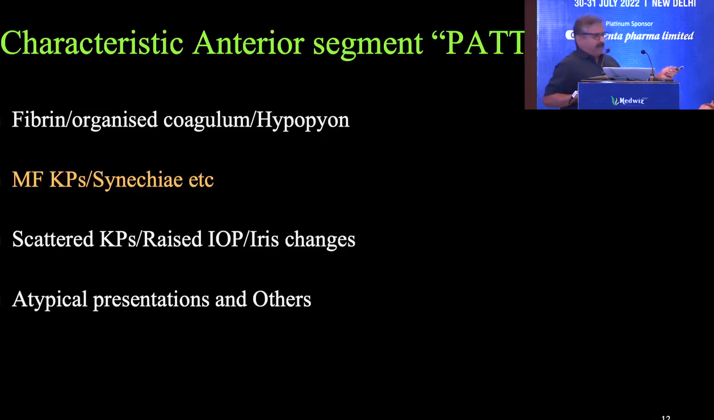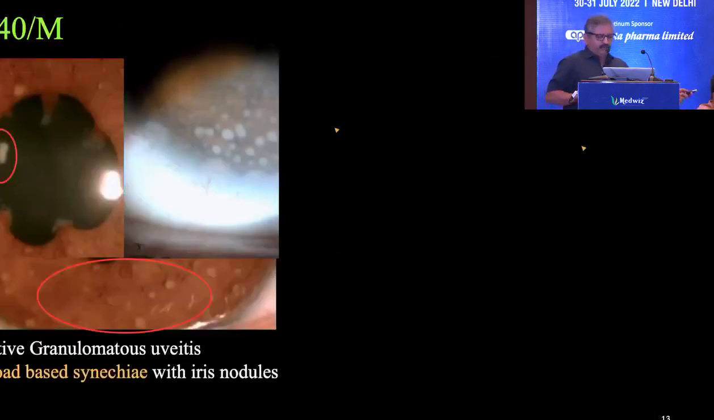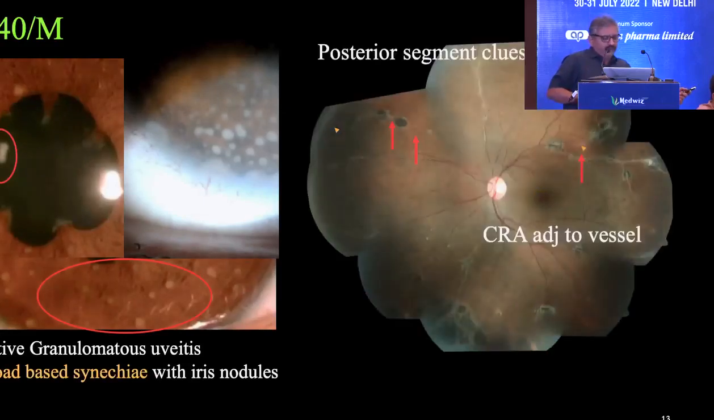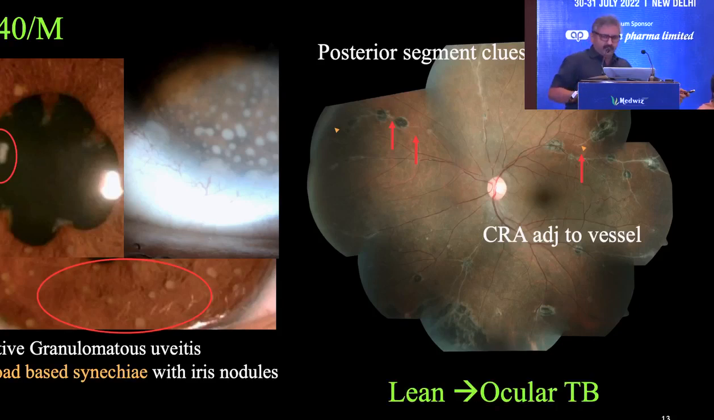So we saw the fibrin, organized coagulum or hypopyon, and now the granulomatous variety. If you have a granulomatous uveitis without active posterior segment involvement, you might have some subtle clues like a CRA adjacent to a vessel. Dr. Vishali ma'am is here. The COTSCON has clearly told us when to use ATT, and among the ones with reasonable consensus, though not very high, is the anterior uveitis presentation. But if you have broad-based synechiae with iris nodules and posterior segment clues, then you can probably think of starting the patient on ATT.